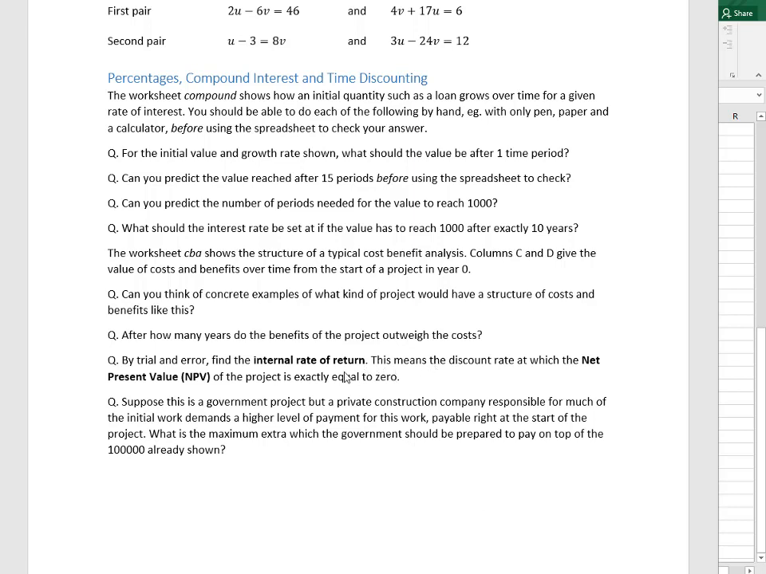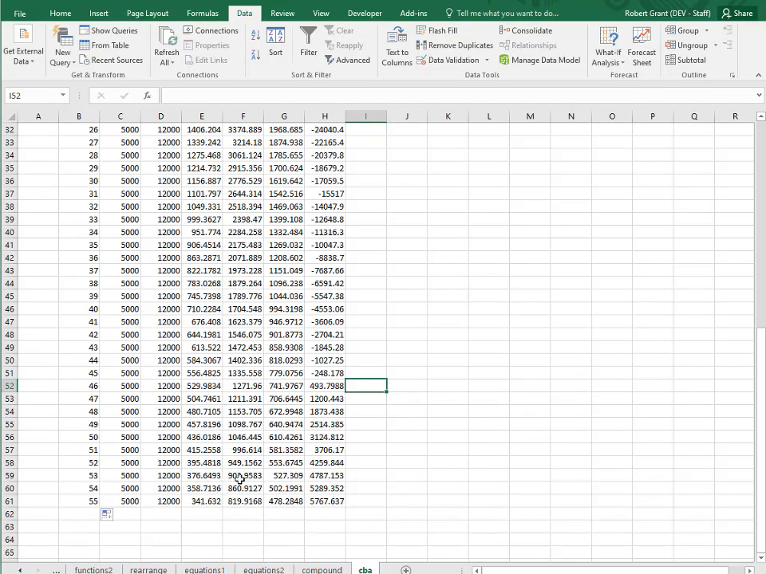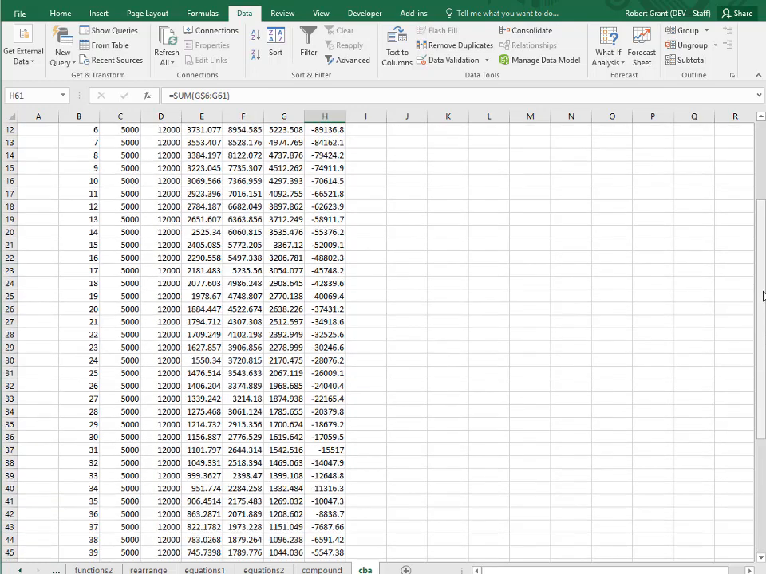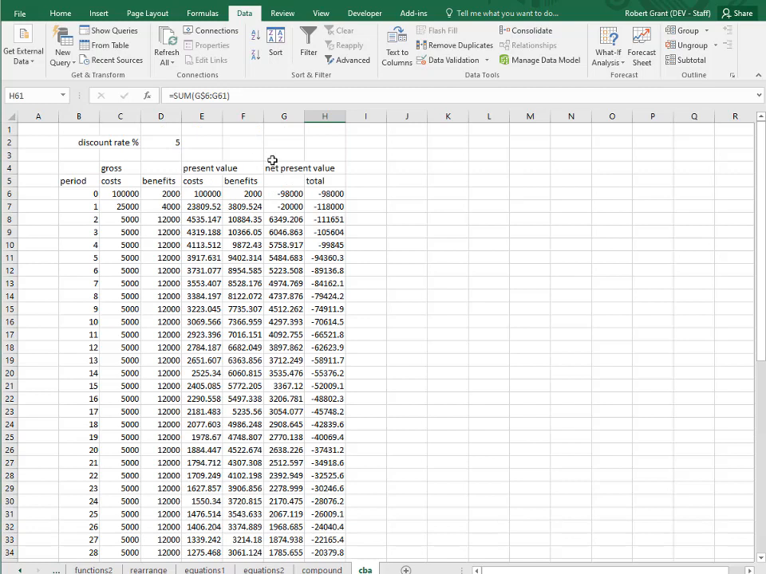To look at the next part, the internal rate of return, we could do it just by changing the way these totals are being calculated a little bit. So we can have the total showing at the top. So I'll put the total here.